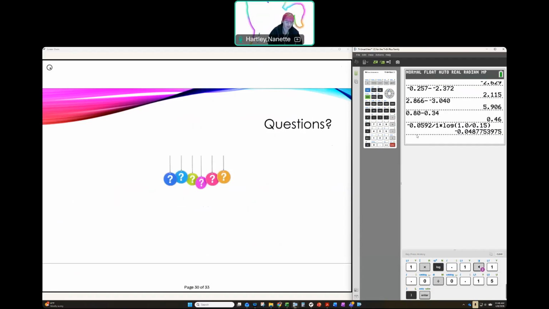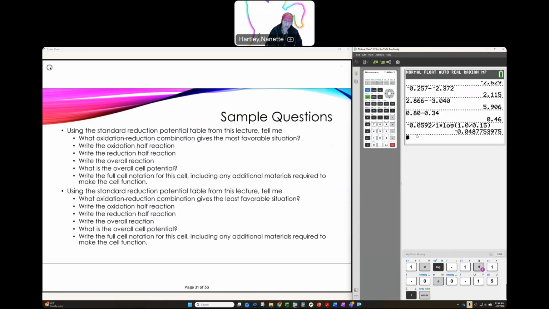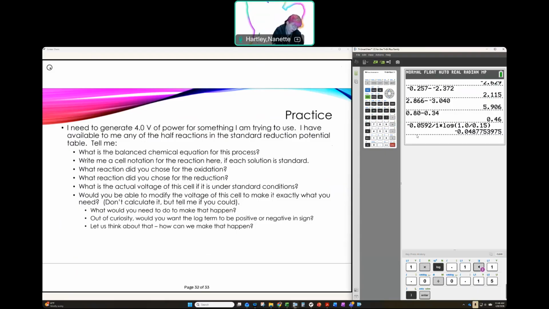So questions about that? Yes, that is a preview of coming attractions. These are some sample questions that I gave. I have posted all of this, so I'm not going to go through this right now. Here's some more practice. I also posted this. This is a little more complicated, so this takes a little bit more, but the explanations are there for what I did and why I did it.